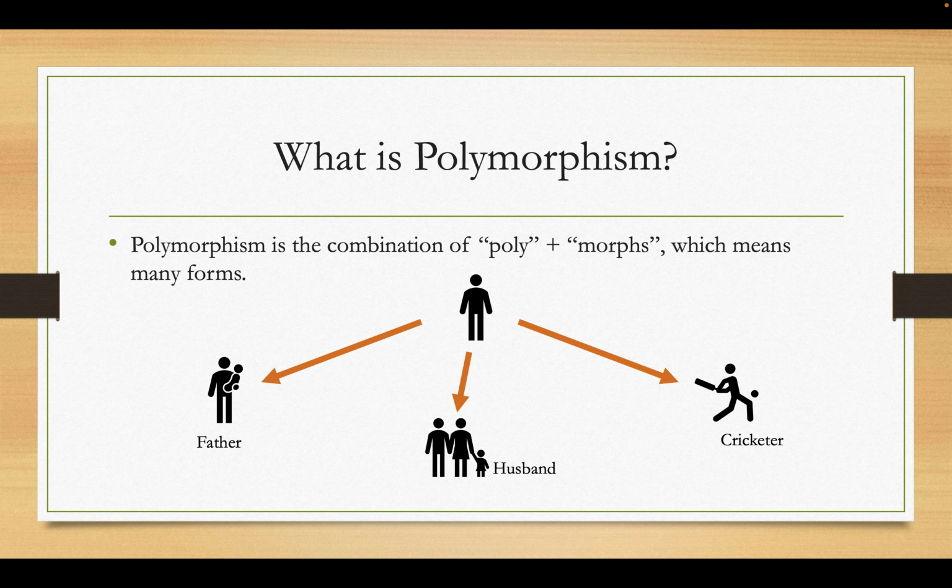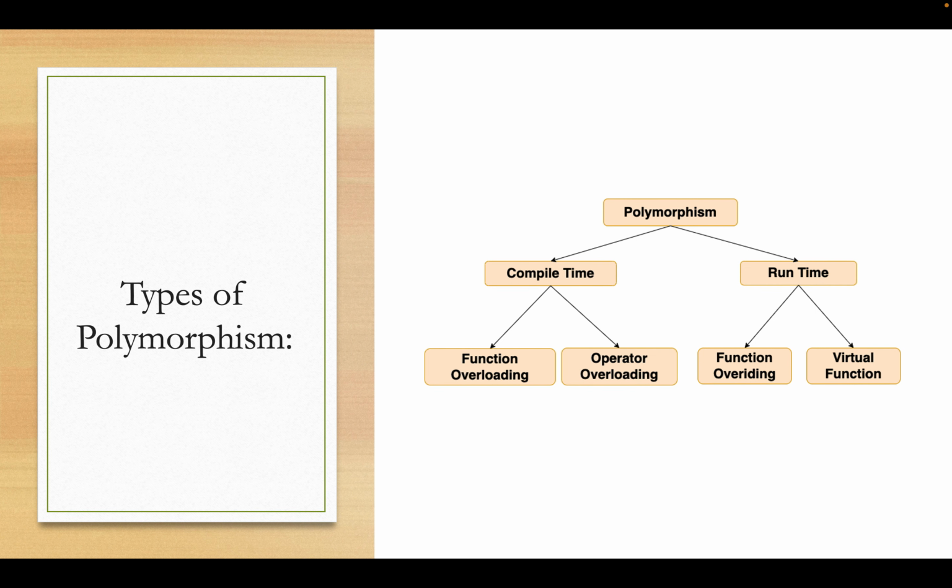Now let's see what different types of polymorphism are available. Polymorphism is of two types. The first one is compile time polymorphism, the second one is runtime polymorphism. Compile time polymorphism is again of two types: function overloading and operator overloading. And runtime polymorphism can be done in two ways: the first one is function overriding and the second one is virtual functions. So compile time polymorphism and runtime polymorphism are the two types of polymorphism, and these two are again further divided into these categories.